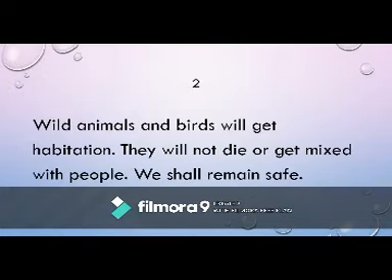They will not die and get mixed with people. We shall remain safe, because those animals won't come into the people's environment. They will remain in their environment, because the environment is not destroyed. For example, forests are not destroyed, or trees are not destroyed. So they will remain in their environment, they won't come into our environment, and also we will remain safe.